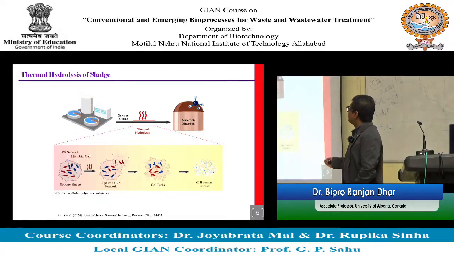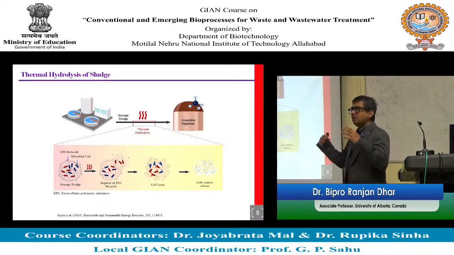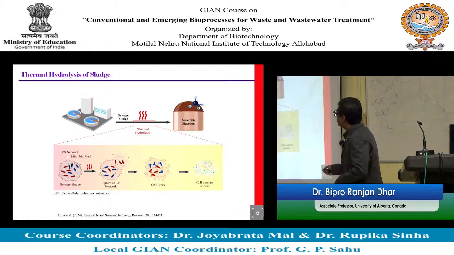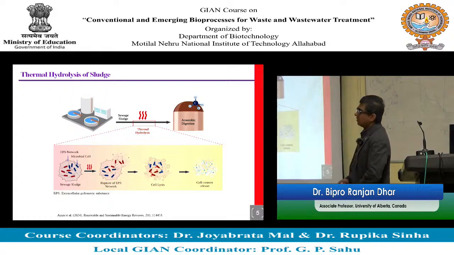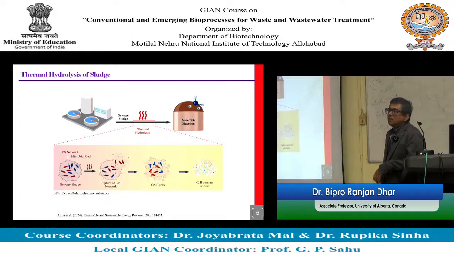For example, if we use sludge at high temperature, what can we do to the sludge? It's mostly extracellular polymeric substances in your sludge biomass, and they form a very strong flocculated structure, which is difficult for microbes to hydrolyze. When we use thermal hydrolysis, we can break down this network, have cell lysis, and release those intracellular organic compounds to the liquid phase.